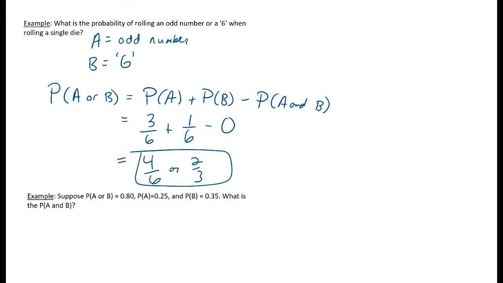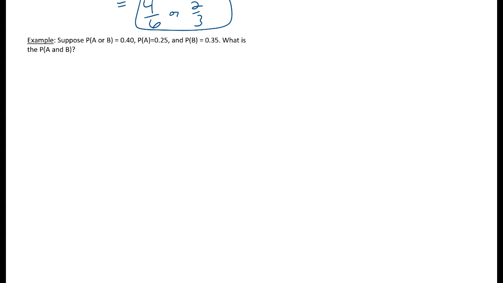Okay. So those are just two quick examples to show you what happens when the events are not mutually exclusive versus when they are mutually exclusive. Okay, so here we go. Suppose the probability of A or B is 40%, 0.40. The probability of A is 0.25, and the probability of B is 0.35. The question is, what is the probability of A and B? So let's see here. We're going to begin things off with our formula: the probability of A plus the probability of B minus the probability of A and B.